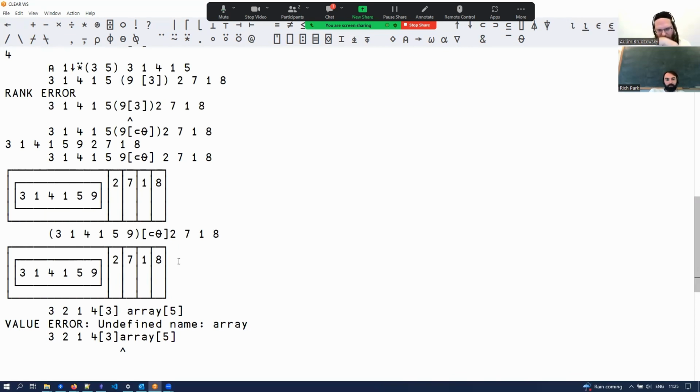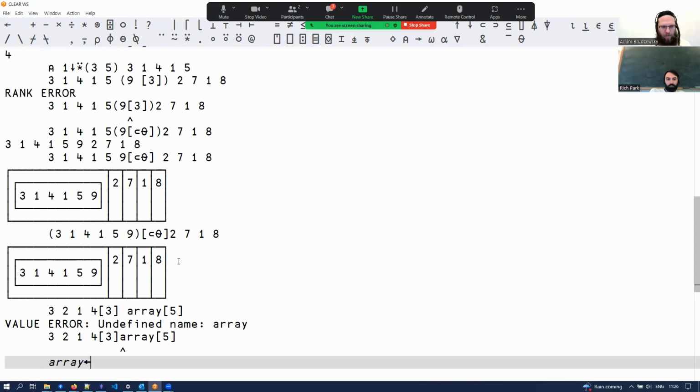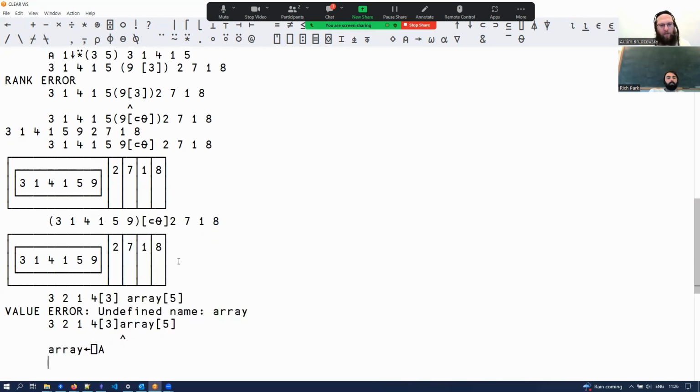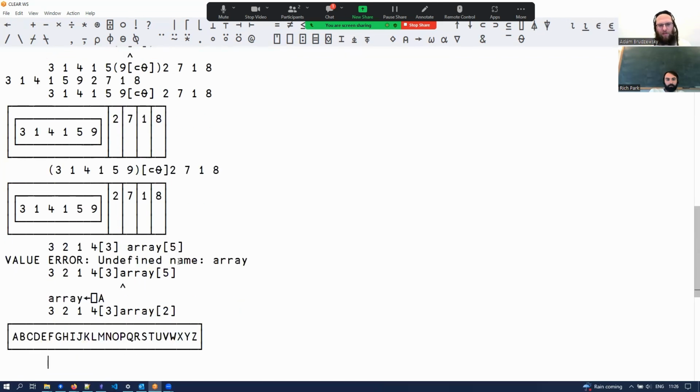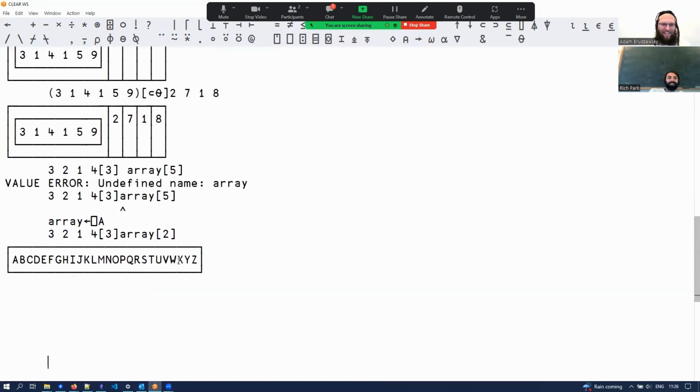So define an array to be the alphabet. And then change the 5 to a 2 instead. So now we've got 3, 2, 1, 4, index 3, array index 2, where array is the alphabet. And the result, can you predict it? Or explain it at this point.